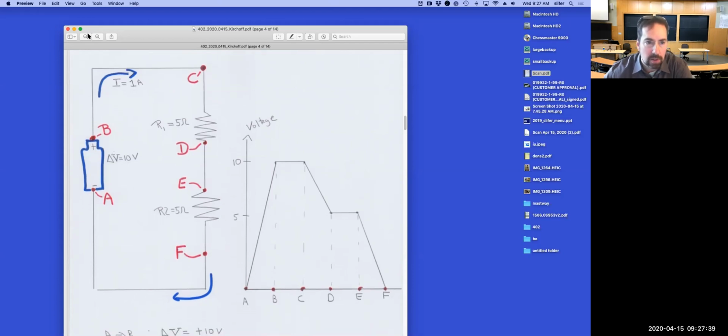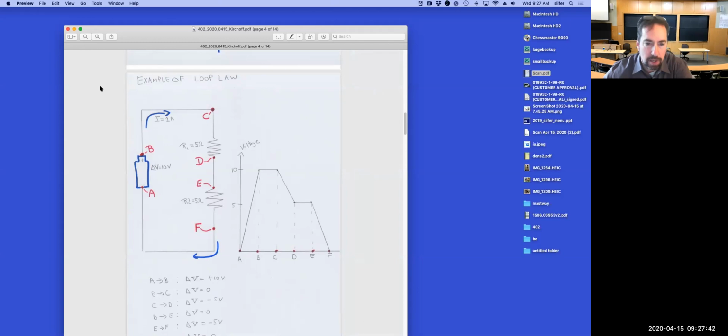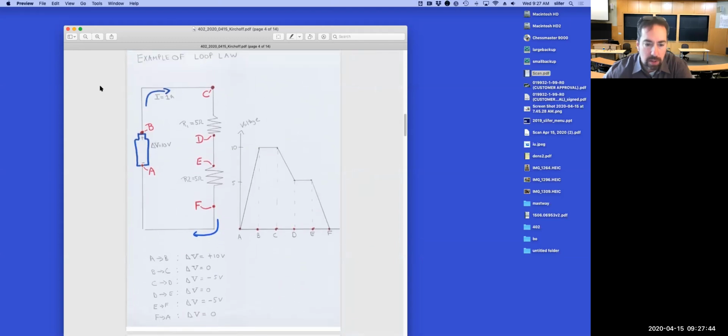Let me try to make this a little bit smaller so everything fits on one page. In this, we have a change in potential as we move along this circuit. I've assumed that the current is going this way. I'm telling you that in this example the current is 1 amp flowing in this direction. I'm giving that the first resistor is 5 ohms, the second resistor is 5 ohms.